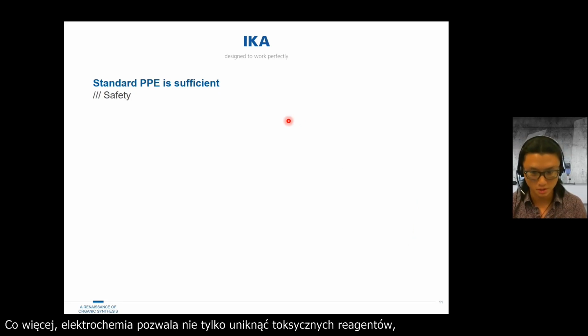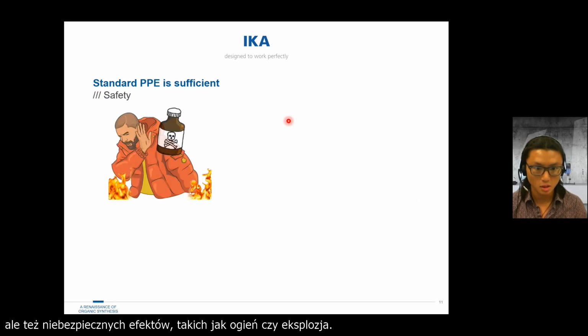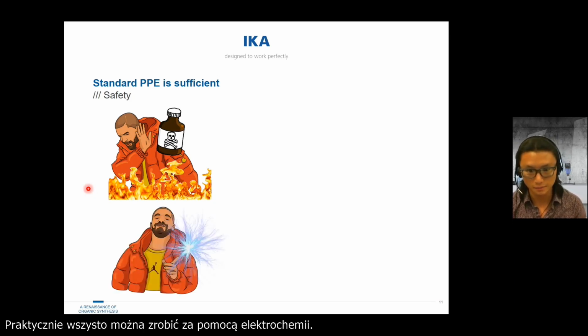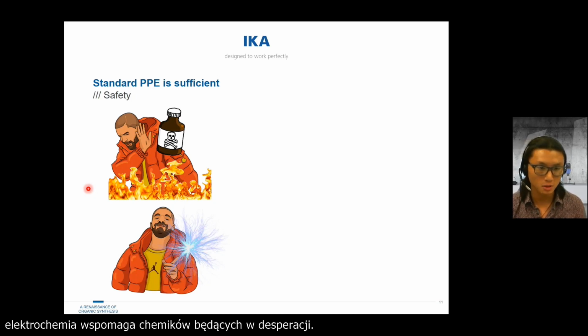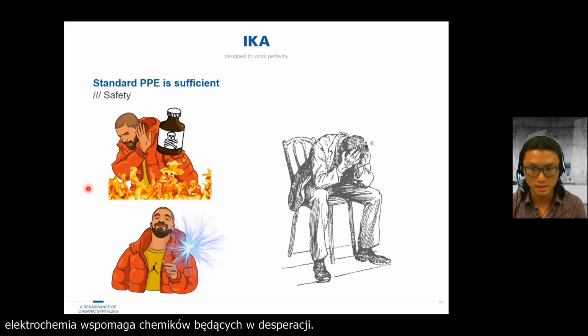Thirdly, for the same reason, electrochemistry is so strong that we don't have to use toxic reagents, and we are able to avoid strong reaction phenomena such as flame or even explosion. Everything can be done electrochemically. So that's how EChem contributes to safety. So combining novel reactivity, sustainability, and safety, electrochemistry has greatly helped chemists when they are in desperation.